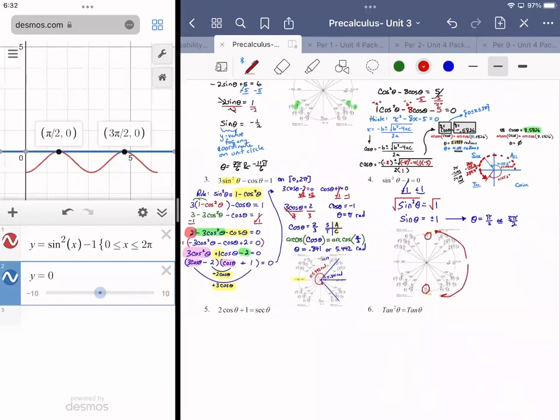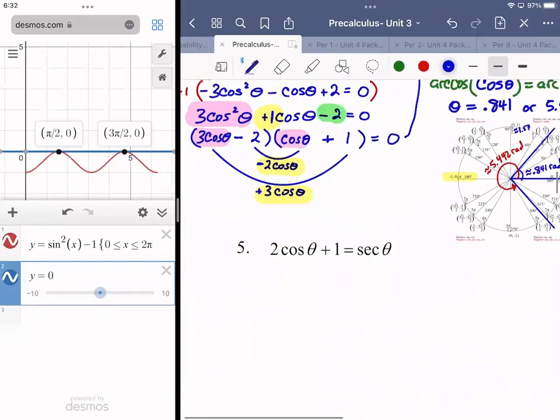Now number 5 is kind of like the happy medium. Number 6 looks like it would be just a terrible problem, but it's actually one of the easier ones too. But number 5 is kind of a happy medium because you have that secant function, which could be thought of as 1 over cosine.